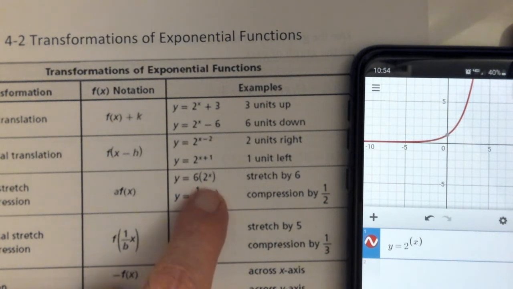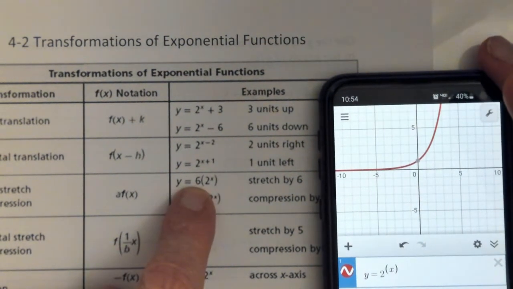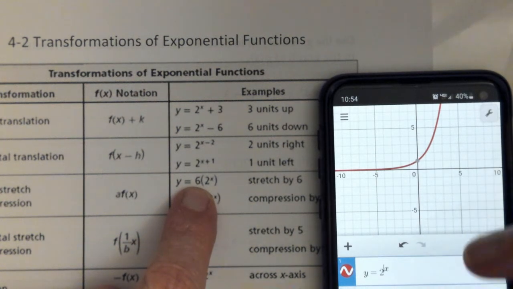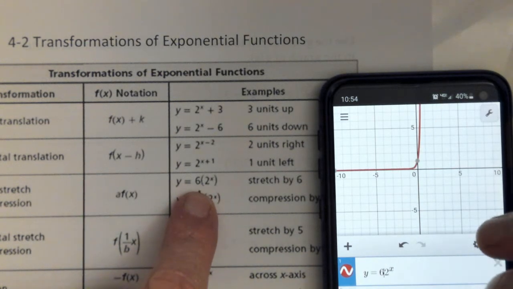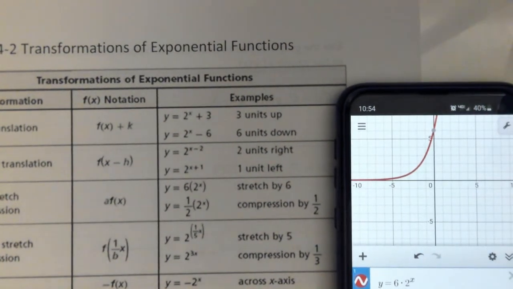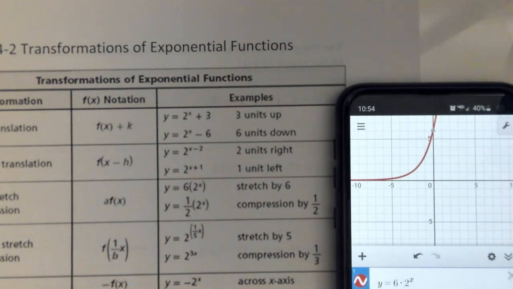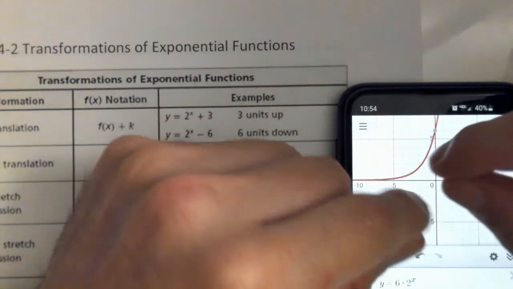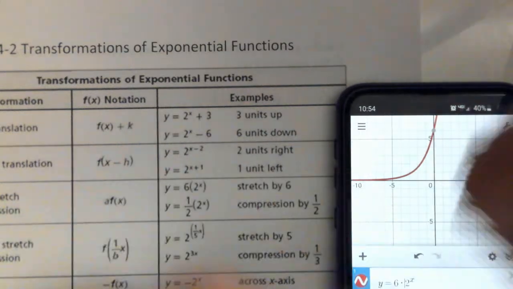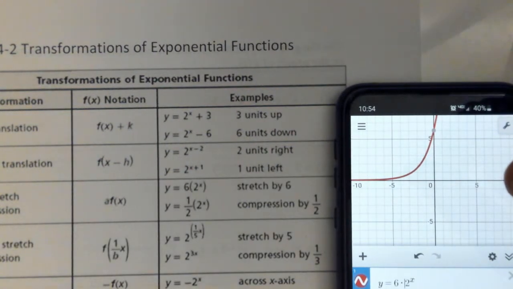Now let's see what happens here. Suppose I were to multiply the entire function by a certain value. So let's say I go up here and I go 6 times this. What happens is we have a vertical stretch. We've stretched the graph out vertically by a factor of 6.